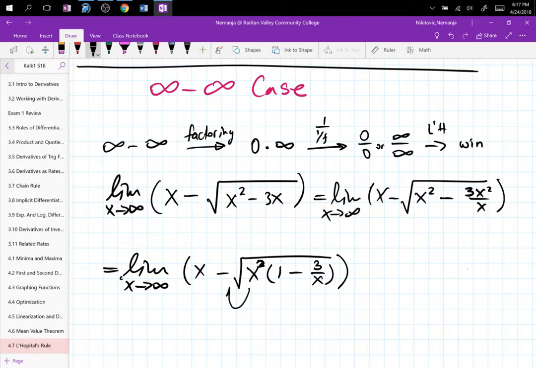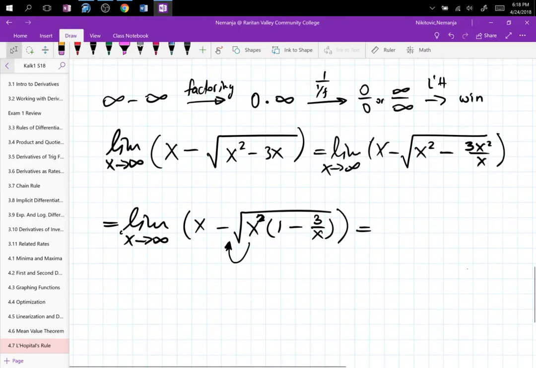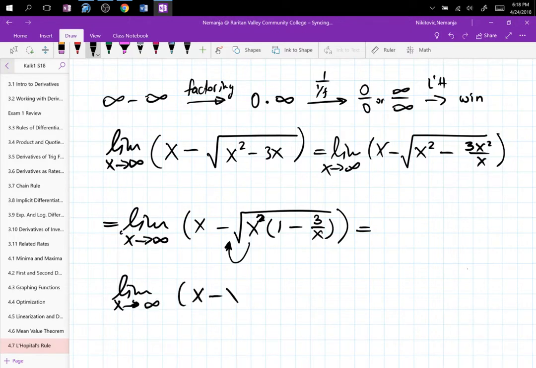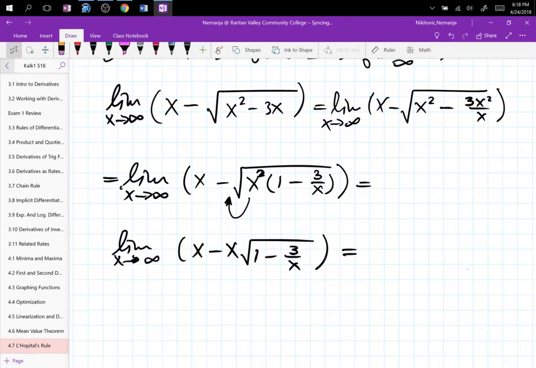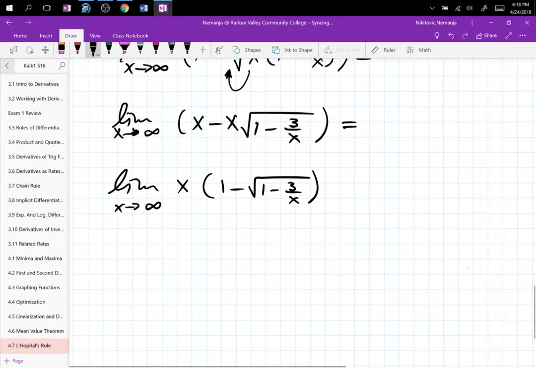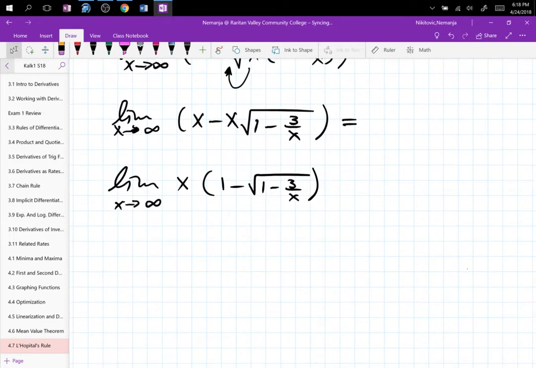And now this x squared goes outside of the square root and it goes out as a single x. So limit x goes to infinity, and now I have x minus x times the square root of 1 minus 3 over x. Alright, so we are about halfway done with the transformation. Now we get to factor the x, and there is finally our prize on doing all of this. x times 1 minus the square root of 1 minus 3 over x. That's the line. Try it, and you will see that you have infinity times 0.